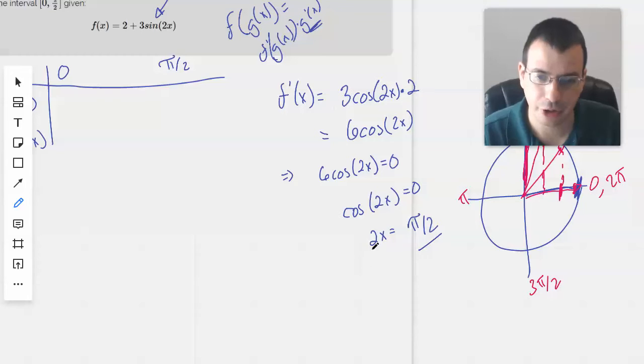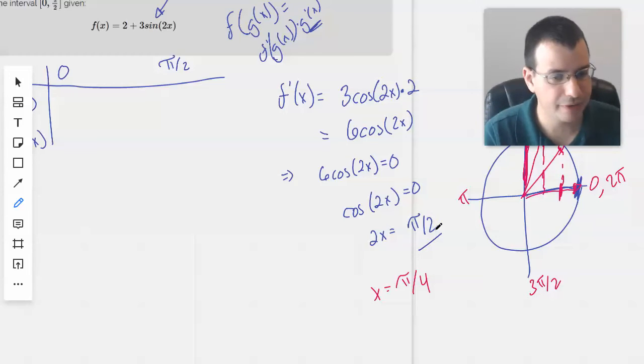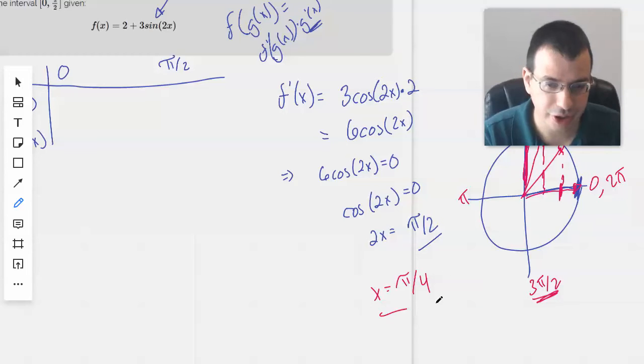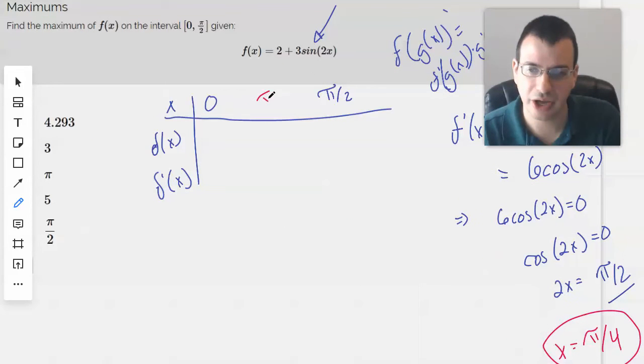Okay, so going back here, solve for x, we get x equals pi over 4, because we know that cosine of any value will equal 0 at pi over 2. Also at 3 pi over 2, but our limits here are from 0 to pi over 2. So then solving for x, we get pi over 4, which fits in between our two values.